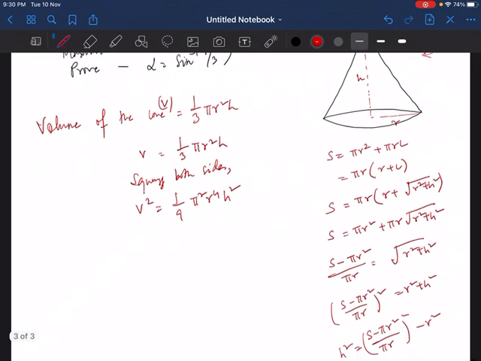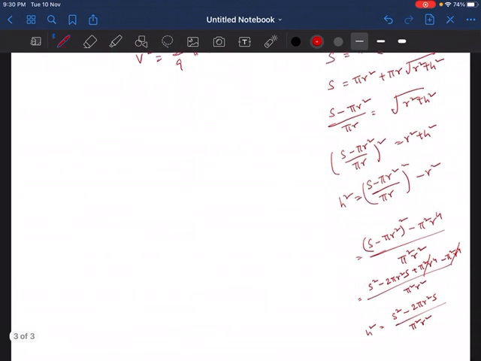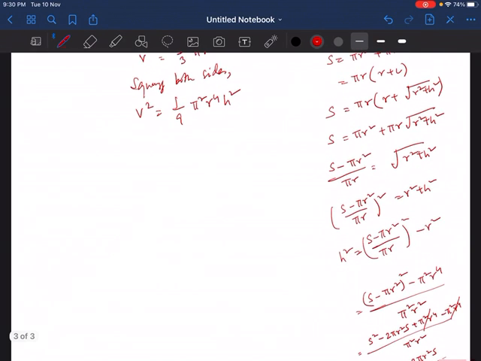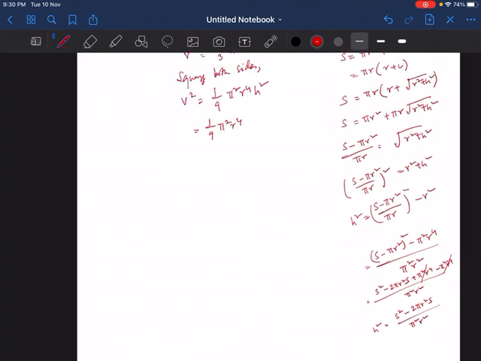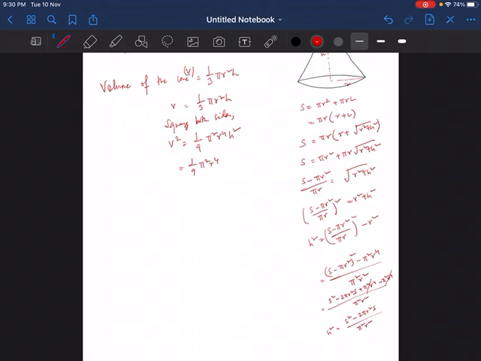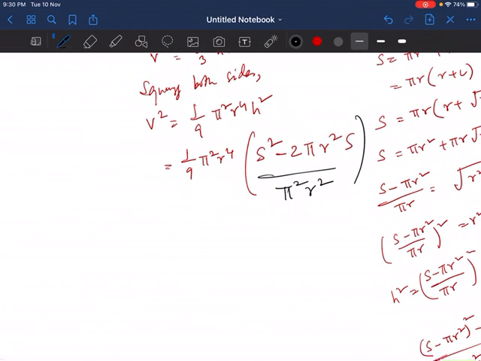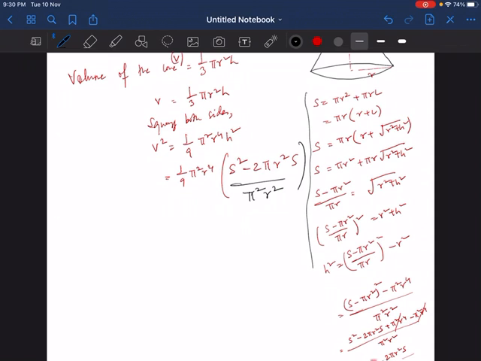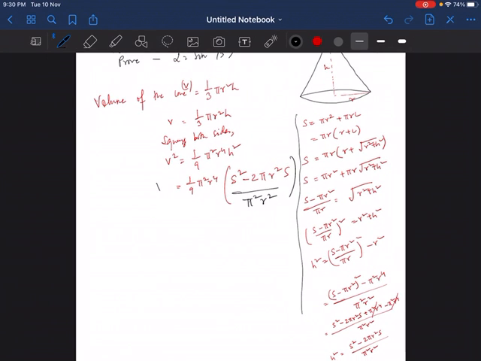Now you see, in place of h square, I will write this expression. So what we have is 1 by 9 pi square r to the power 4, times s square minus 2 pi r square s, divided by pi square r square. This is what we have after solving this one. So this is my v square.